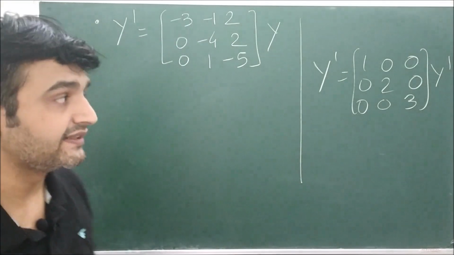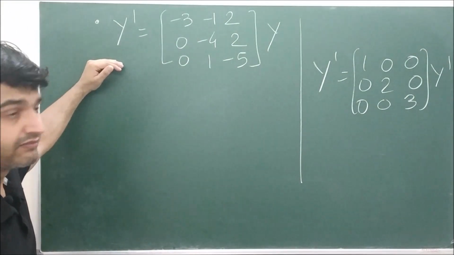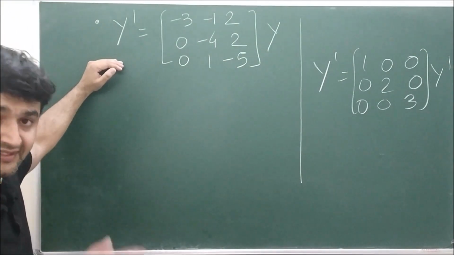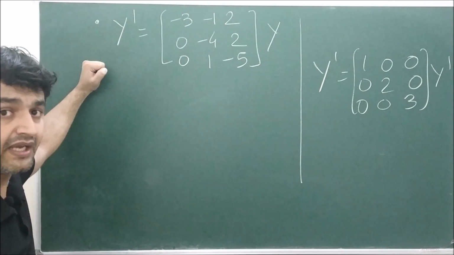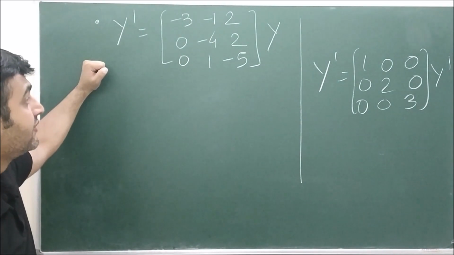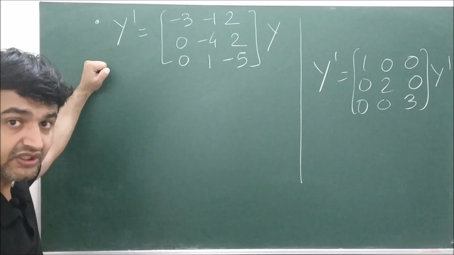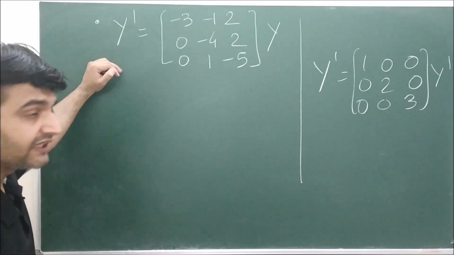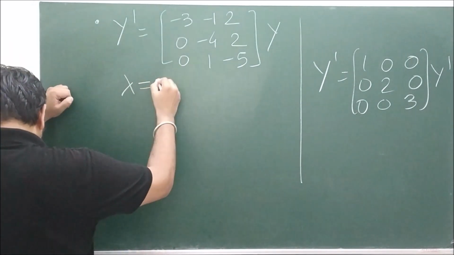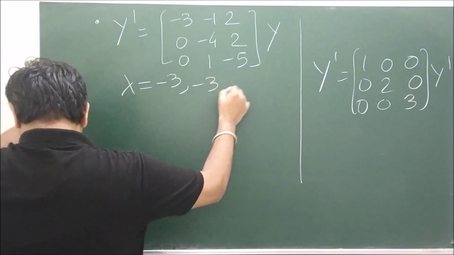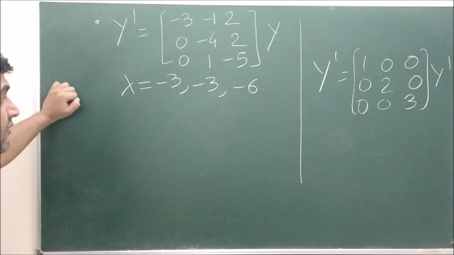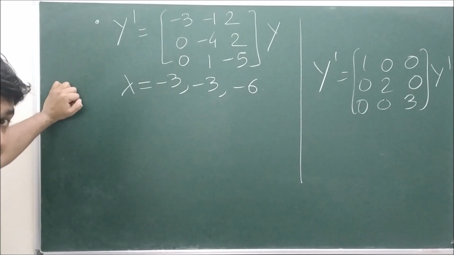Okay, let's go for the next scenario. Suppose you have this as your system. Now if you try to find the eigenvalues, same thing, determinant of A minus lambda I equal to 0, and you get a cubic characteristic equation, and if you try to find the roots for that equation, the roots are coming out to be minus 3, minus 3, minus 6. Well, you can verify if you wish, but yeah, these are the eigenvalues.